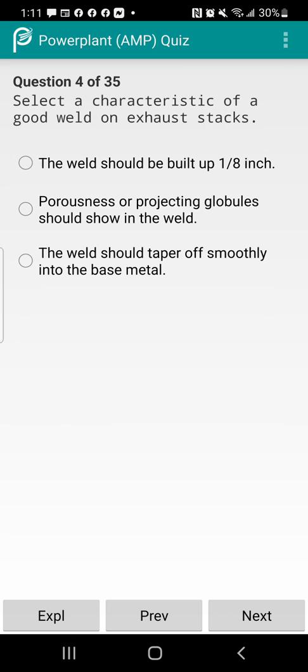Select a characteristic of a good weld on exhaust stacks. The weld should taper off smoothly into the base metal.